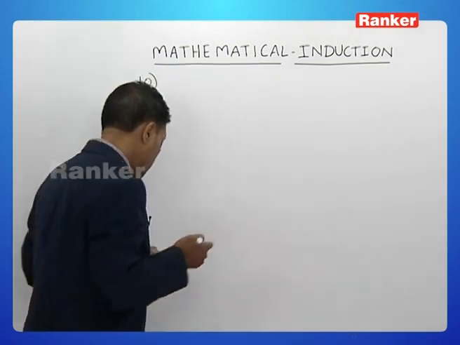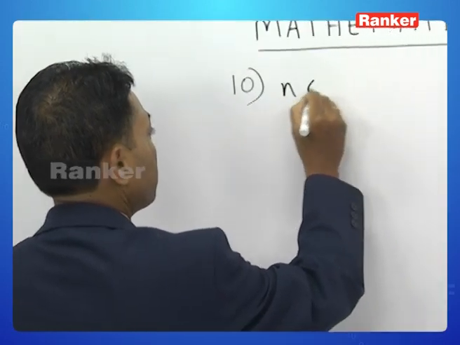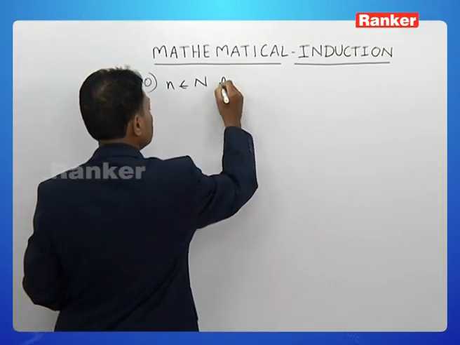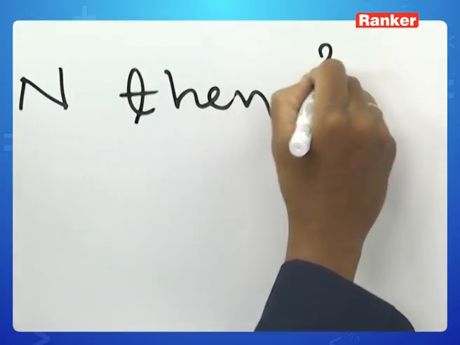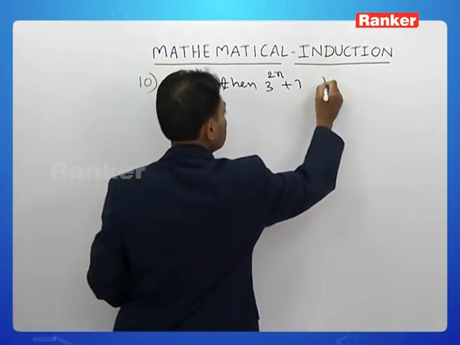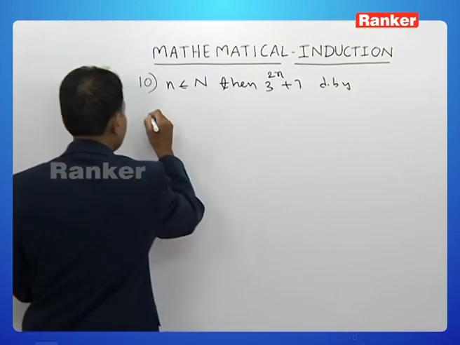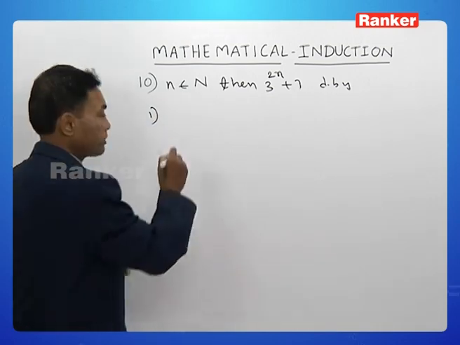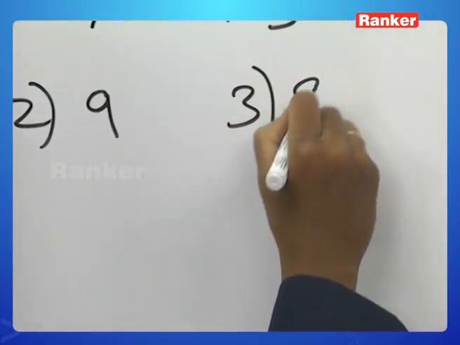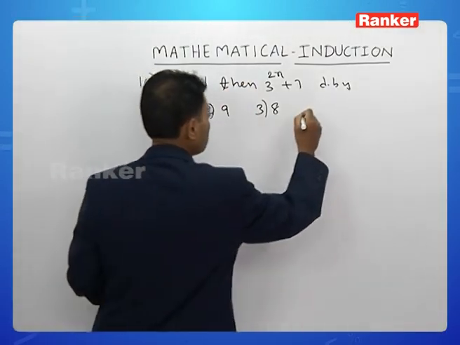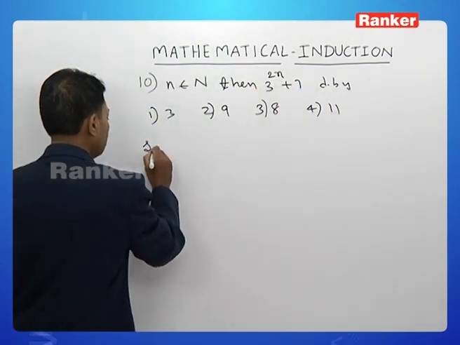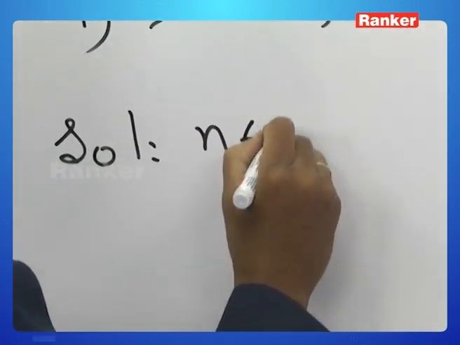Let us see. n belongs to N, that is, n is a natural number: 1, 2, 3, 4 and so on. Now, 3 to the power of 2n plus 7 is divisible by what? Four options are given. First option is 3, second option is 9, third one is 8 and fourth one is 11. Now, for all n belongs to N given, so what do you mean by n belongs to N?